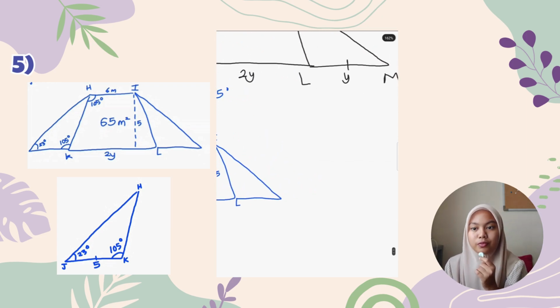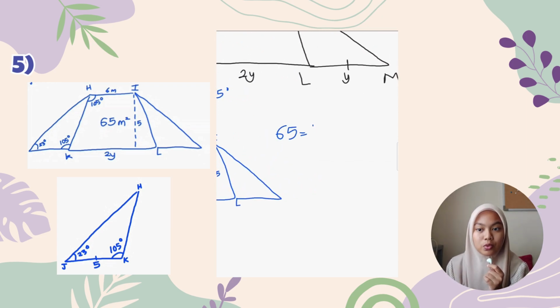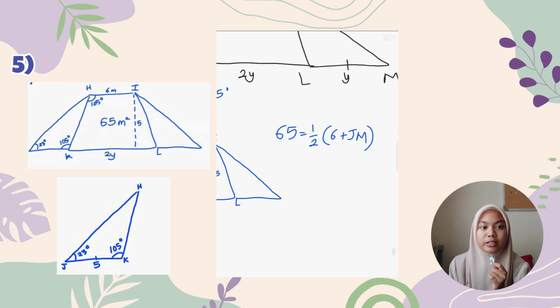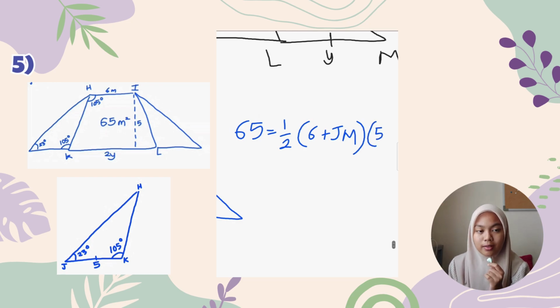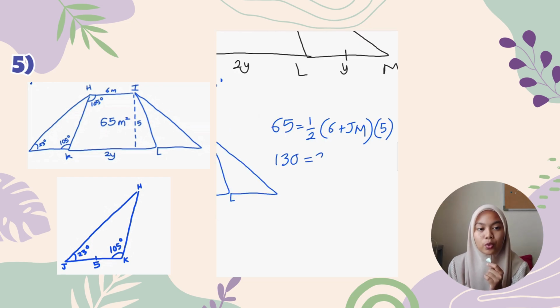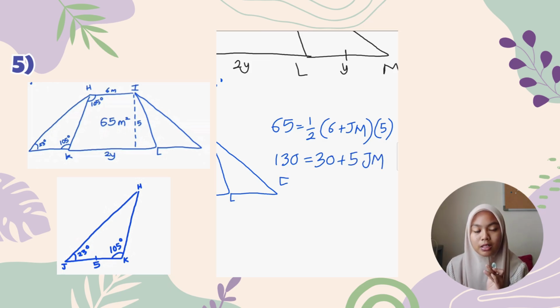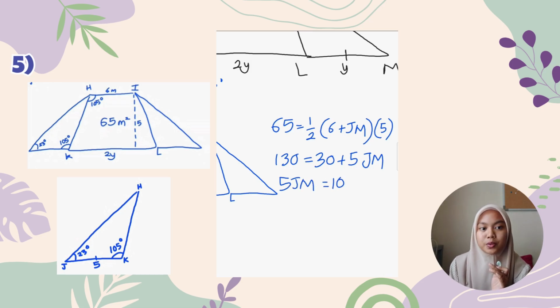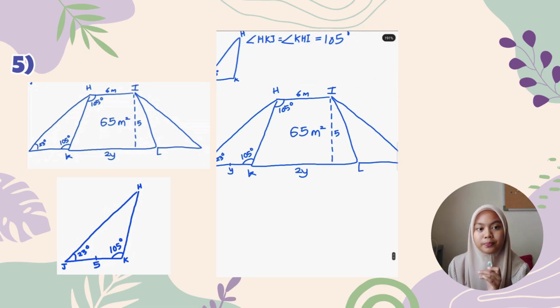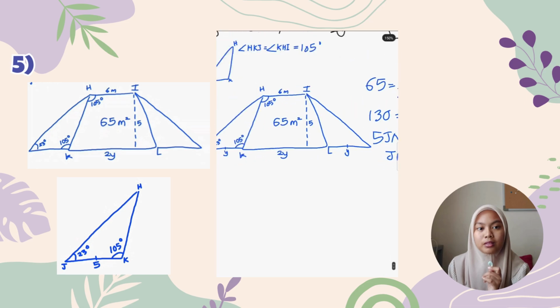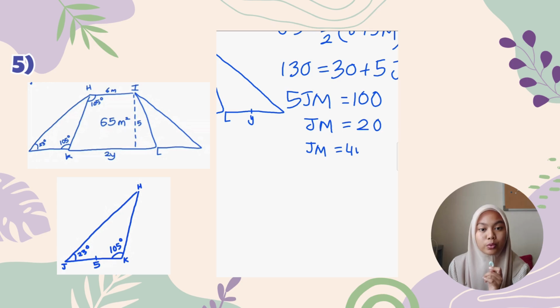Next, we have to find the length of JM using the trapezium area, which is 65 equal to half multiplied by 6 plus JM multiplied with 5. So 130 equal to 30 plus 5 JM. So 5 JM is equal to 100. JM is equal to 20. So JM is equal to 4y, which is 20 equal to 4y. So y is equal to 5.